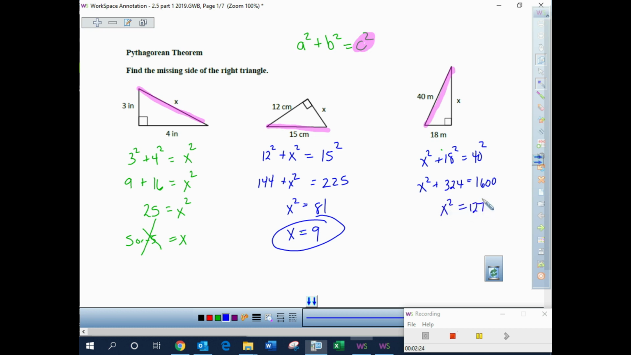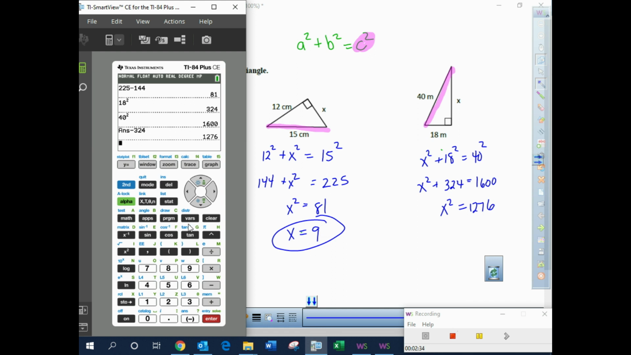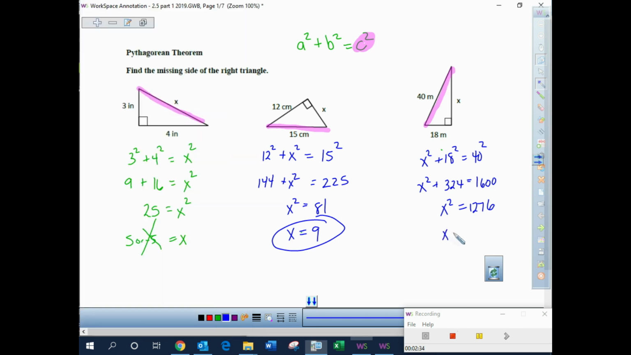And now, 1276, was that right? And now we'll square root that guy. So the square root of this guy is going to be nasty, right? So we'll just call him x is the square root of 1276. So we'll just leave him like that.